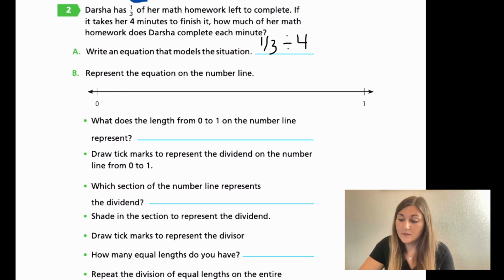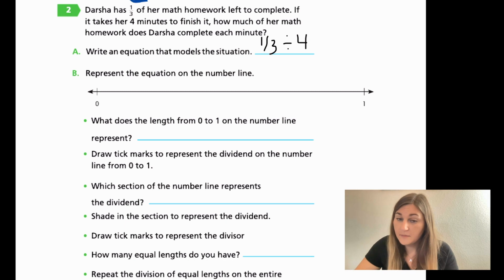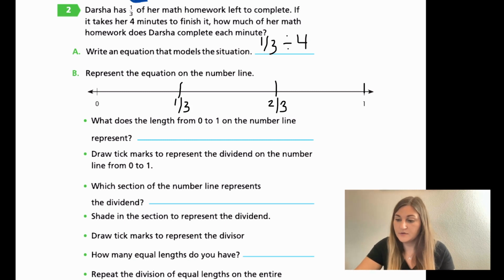Now, it says represent the equation on the number line. We know that we only need 1/3, yet the number line gives us one whole. So there's going to be a lot of action happening from the 0 to 1/3. That's okay. So remember that third tick mark is my 1. So I'm just separating it into 1/3, 2/3, and then our 3/3 will be our 1. Right? 1/3, 2/3, and 1 whole.